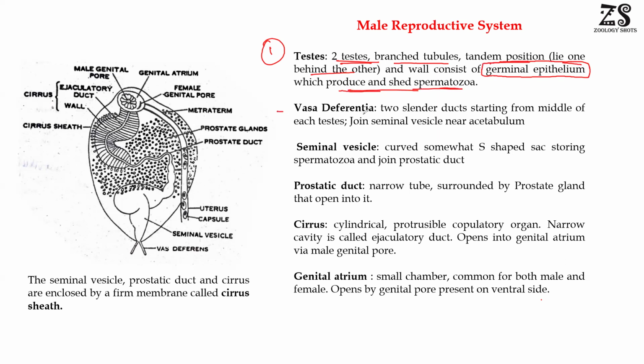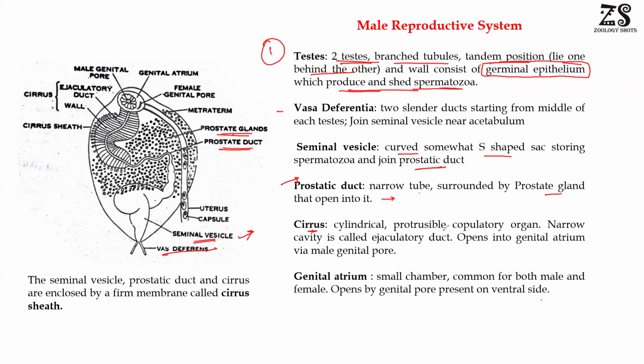Second is your vasa deferentia. These are 2 cylindrical ducts which start from the middle of the testes and they join the seminal vesicle. Then your seminal vesicle is a curved, S-shaped structure which stores your spermatozoa and joins your prostatic duct. The prostatic duct is a narrow tube surrounded by prostate glands that open into it. So these are your prostate glands and this is your prostatic duct. The function of this prostatic duct is still not known.